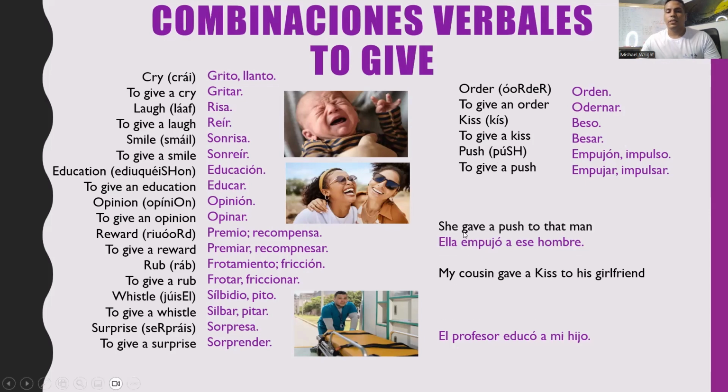All right, and what does this translate? My cousin gave a kiss to his girlfriend. So how would it be in this case? It would be, mi primo le dio un beso a su novia. And how can you say this last one? El profesor educó a mi hijo would be, the teacher gave education to my son.